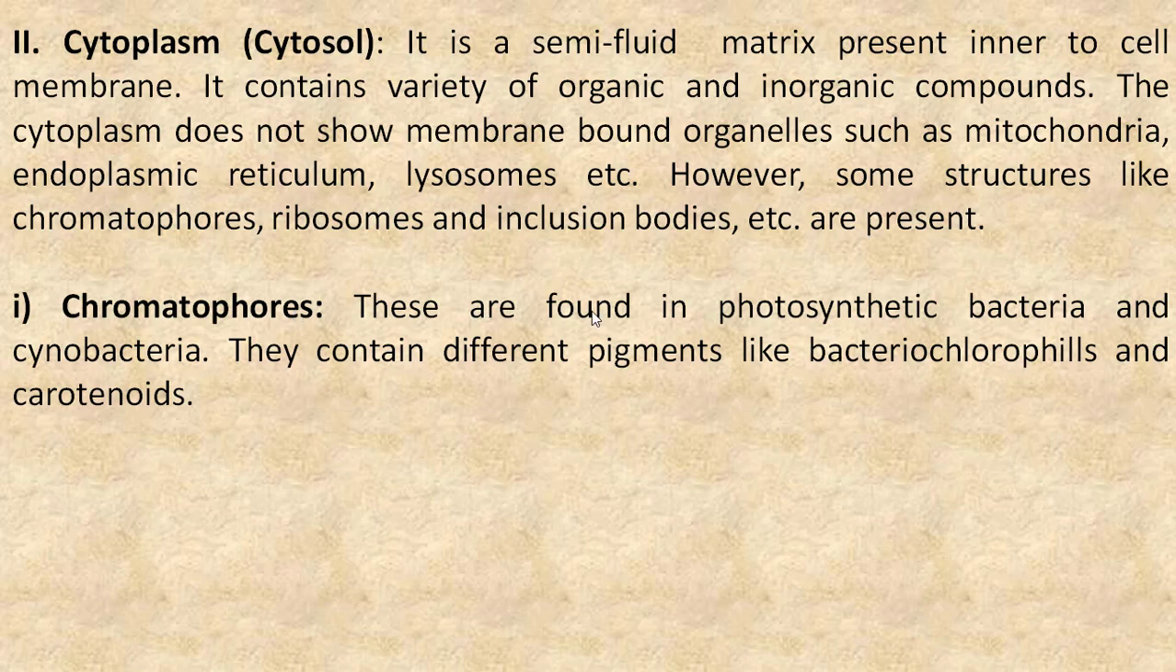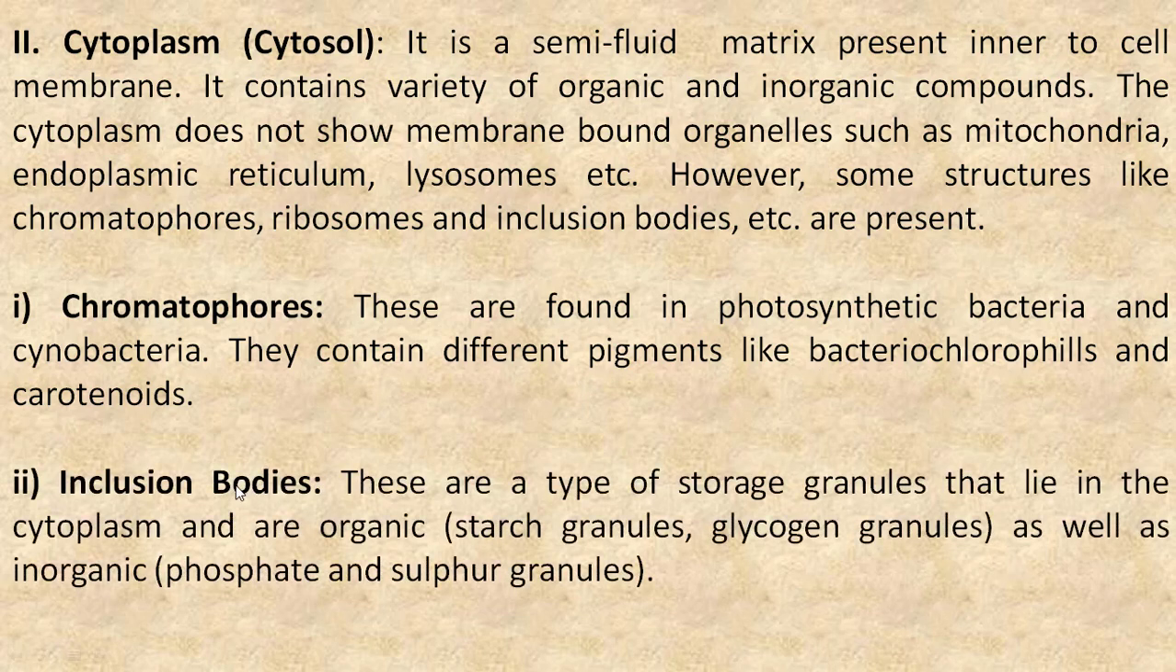Chromatophores. These are found in photosynthetic bacteria and cyanobacteria. They contain different pigments like bacteriochlorophylls and carotenoids. Inclusion bodies. These are a type of storage granules that lie in the cytoplasm and are organic, that is containing starch granules and glycogen granules, as well as inorganic containing phosphate and sulfur granules.